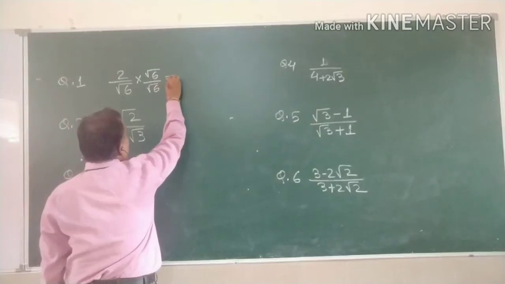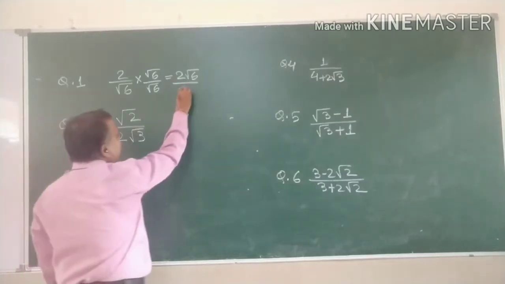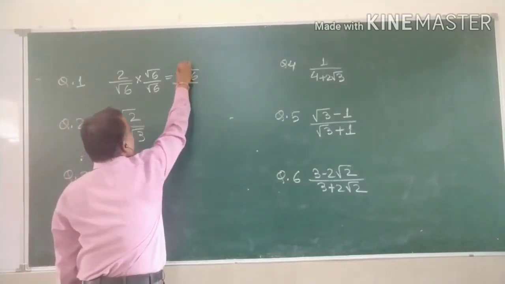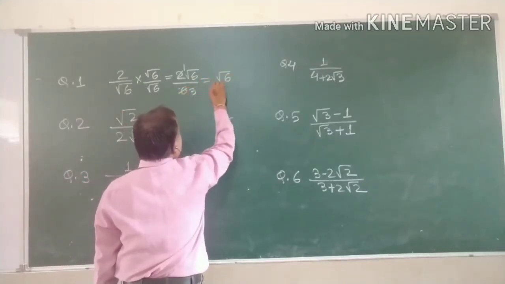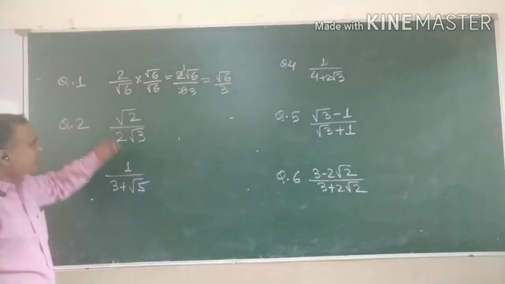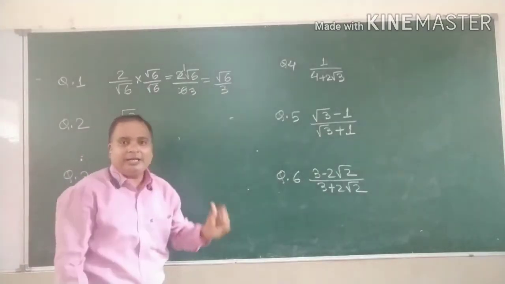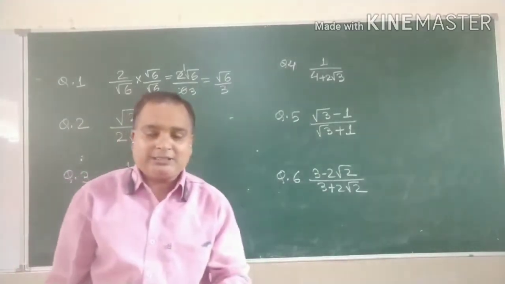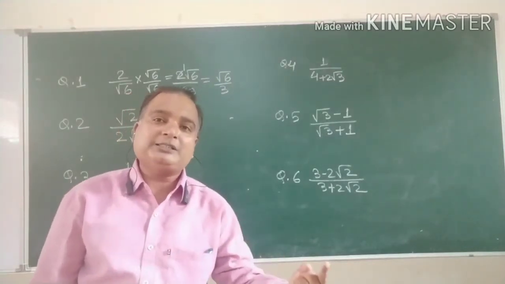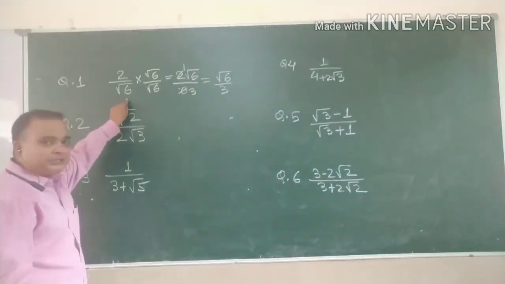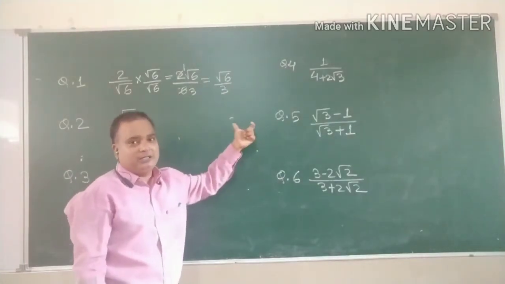Now 2 into root 6, I can write 2 root 6 upon root 6 into root 6, that is 6, or I can simplify: 2 one ja 2 and 2 three ja 6. So that is root 6 upon 3. So after rationalizing the denominator, 2 upon root 6 is changed into root 6 upon 3, and I already explained rationalization is a process in which we convert an irrational number by multiplying into a rational number. So here the denominator is root 6, that is an irrational number, but here the denominator is 3, that is rational.